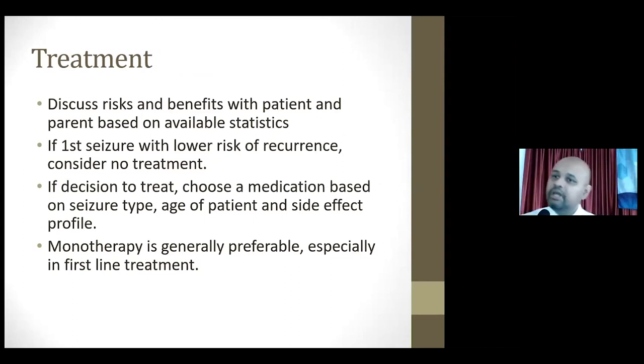Preferably, if you do start antiepileptic drugs, it should be monotherapy with incremental dose, starting from the lowest possible dose. The drug of choice would depend on the age and sex of the patient. For example, if the patient is a female in the reproductive age, would you start valproate? Probably not, right? So the sex of the patient also is important.